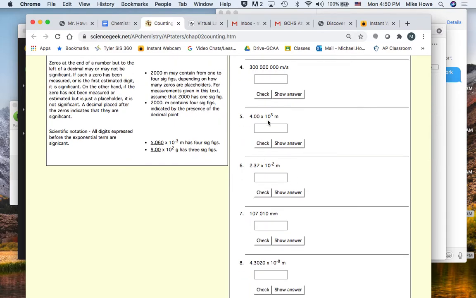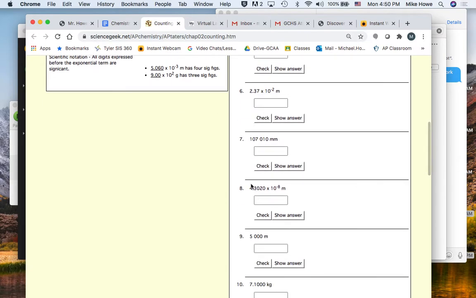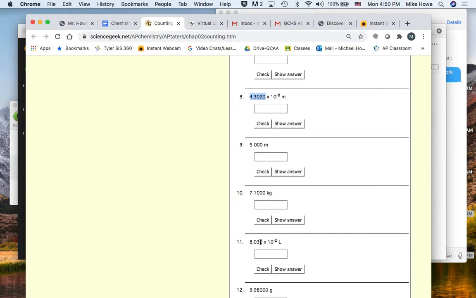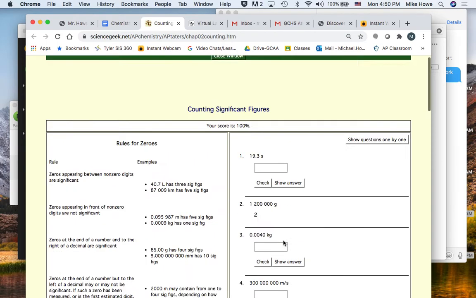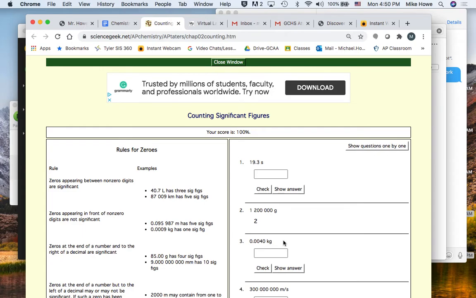So one more thing. For numbers like this, you don't need to worry about the scientific notation. The exponential part does not count. Only this part counts. So that'll have 3 sig figs. That'll have 3 sig figs. This number would have, all 5 of those are significant. You just look at this part of the number. So you only consider what's not times 10 to the whatever. Times 10 to the whatever does not count on scientific notation questions. All right, so I need you to practice those and get good by Wednesday.